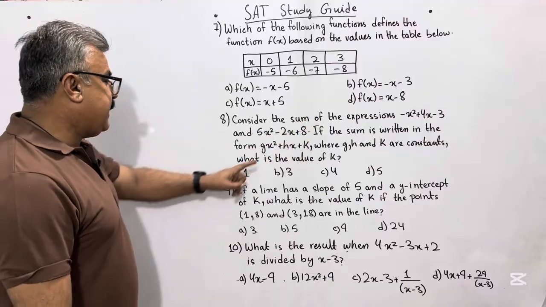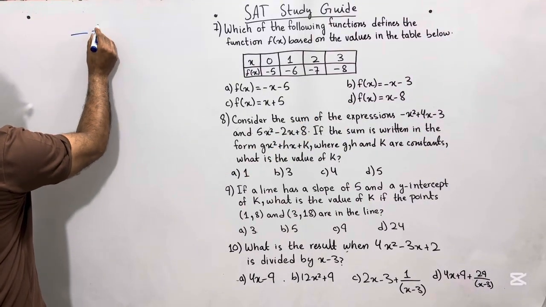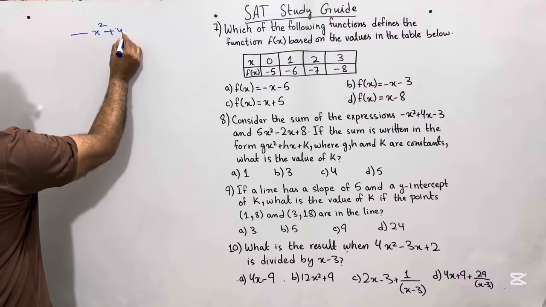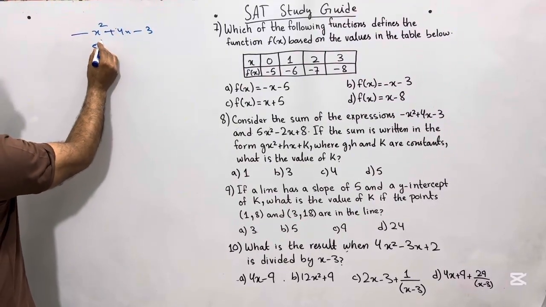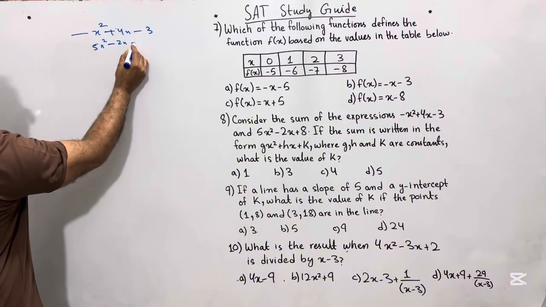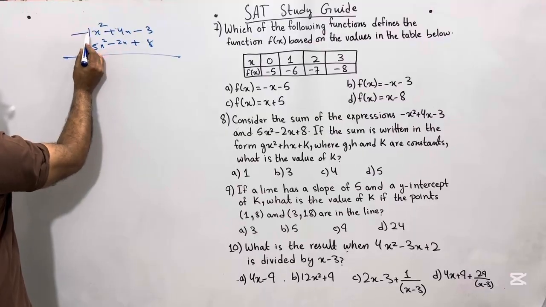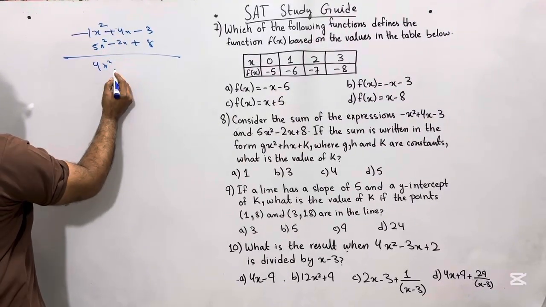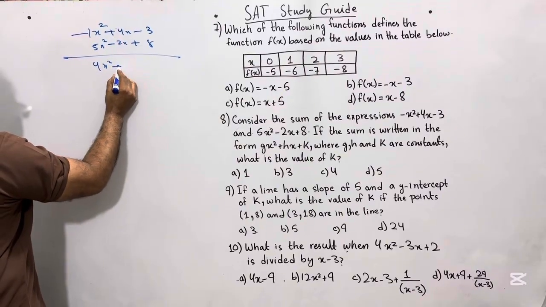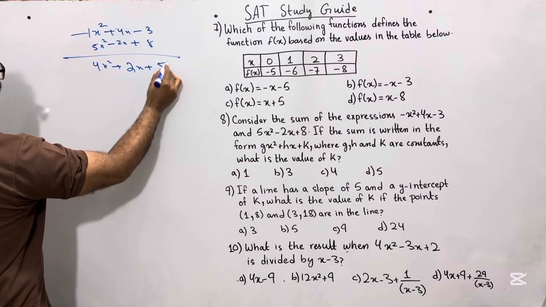Consider the sum, add them up. We have been given two quadratic expressions: minus x square plus 4x minus 3, and the other one is 5x square minus 2x plus 8. Considering their sum: negative 1 plus 5 gives 4x square, positive 4x minus 2x gives 2x, and negative 3 plus 8 gives 5.